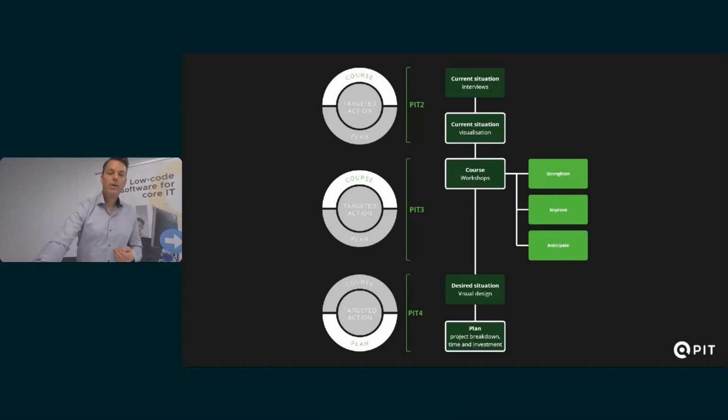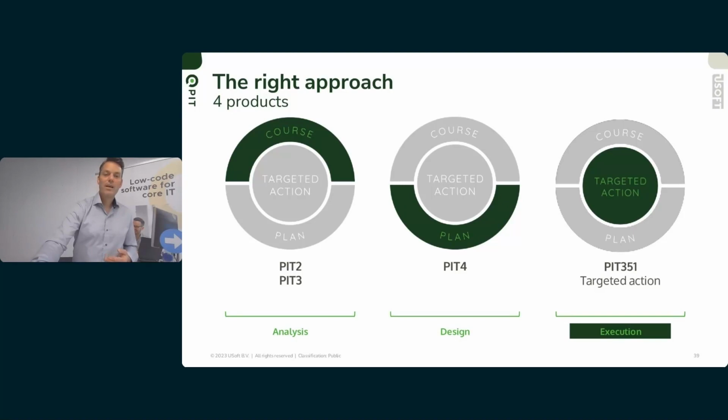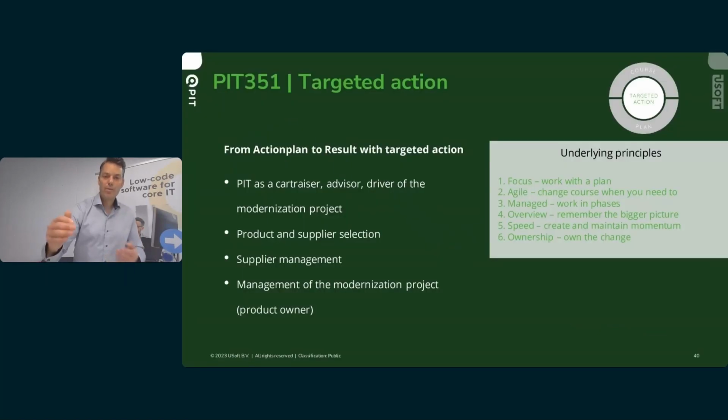So now I have discussed all PIT 2, 3, and 4 products, and let's have a brief look at PIT 5. It's targeted action. In that case, we can give you support in the phase from action plan to result with targeted action. We can act as a coach, advisor, or driver of the modernization project. And we can also manage the modernization projects ourselves as a product owner or project manager, program manager, whatever is needed.